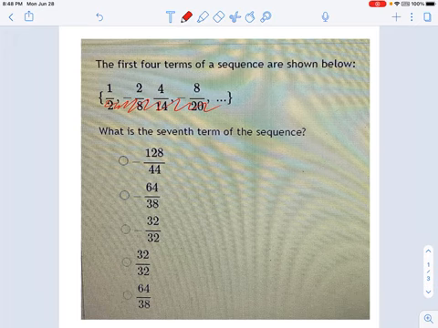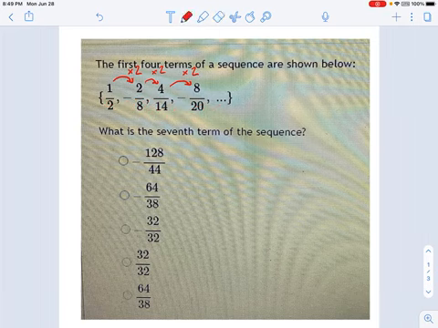1, 2, 4, 8. What's common here? It's not something that you're adding. It's something that you're multiplying. Each step here is times 2. Times 2, times 2, times 2. I'm going to say that times 2 is going to continue. Okay, so that's one thing we learned about the top.